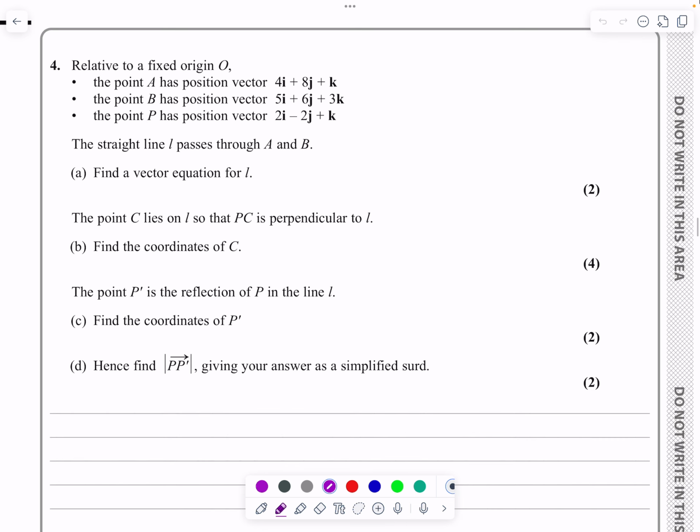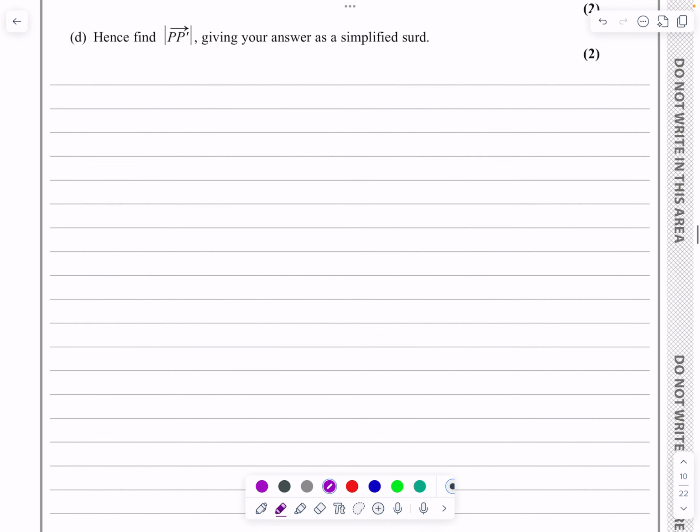So it says in the question, we've got these points A, B, and P here. It tells me that straight line L passes through A and B. A little bit later on, it says there's another point C on L, and then PC is going to be perpendicular to L. That's way too much information. I'm just going to do a quick diagram. Let's draw out a set of axes, 3D, but I'm only going to do 2 of the dimensions, so I can't draw in 3D anyway, can we?